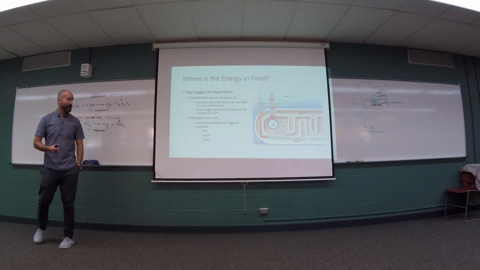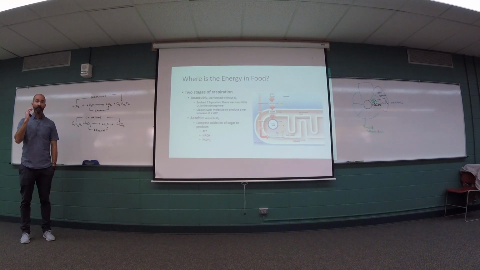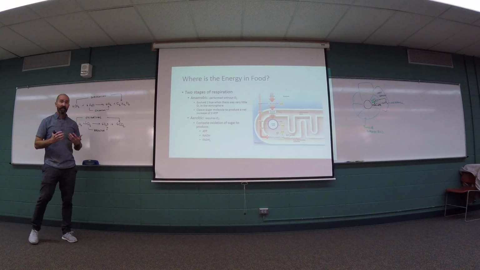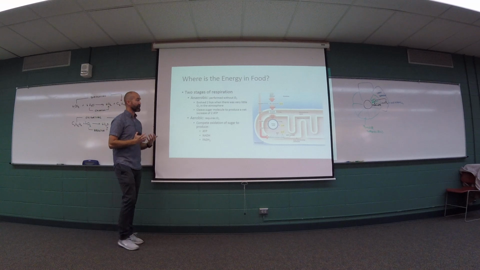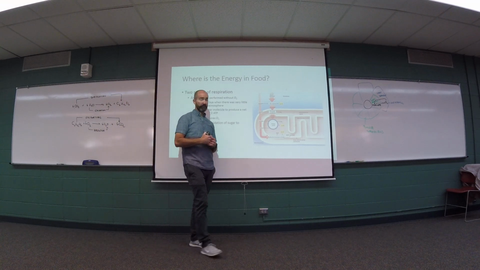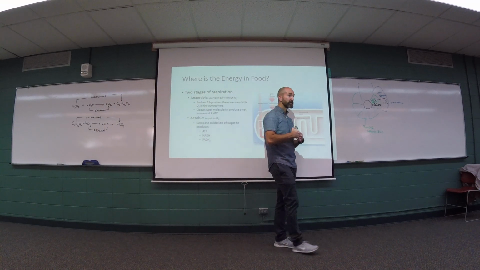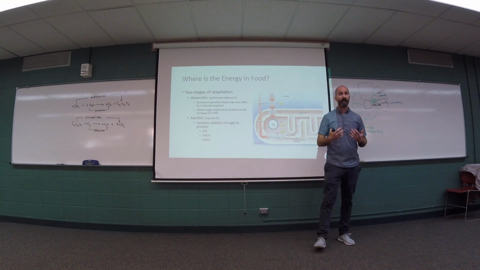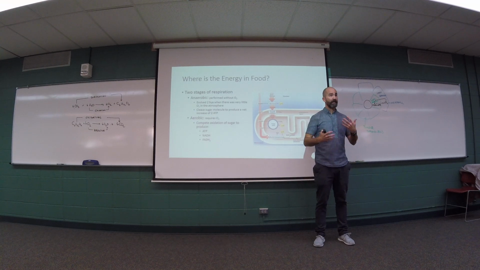And then the second stage is an aerobic stage. This actually requires some oxygen. And so what we do in the aerobic stage is we take one of the products, which is something called pyruvate, and we completely break it down to make a whole bunch of carbon dioxide. And by breaking down pyruvate, we're able to generate a whole bunch of ATP.